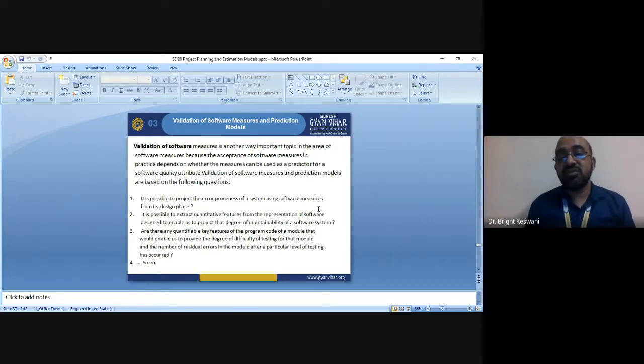The first question is: is it possible to project the error proneness of a system using software measures from its design phase? Secondly, is it possible to extract quantitative features from the representation of software design to enable us to project the degree of maintainability of a software system? And thirdly, are there any quantifiable key features of the program code of a module that would enable us to provide the degree of difficulty of testing for that module and the number of residual errors in the module after a particular level of testing has occurred, and so on. So there are a lot of questions based on the validation of software measures.